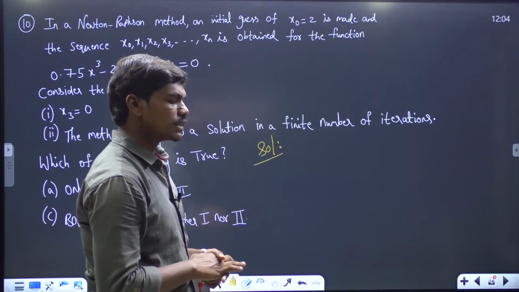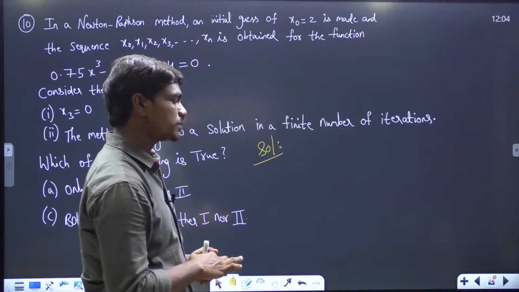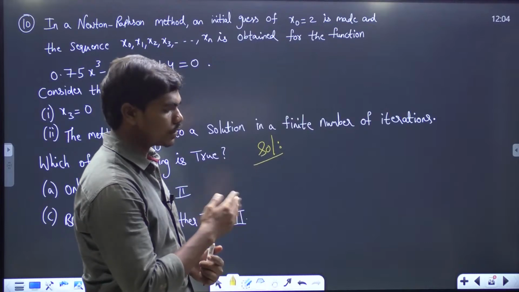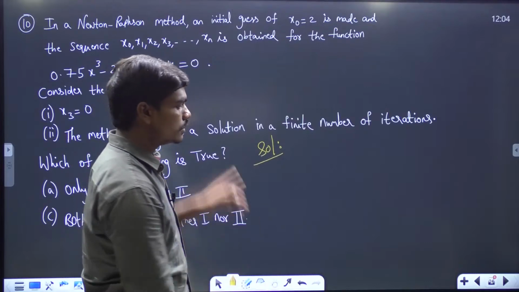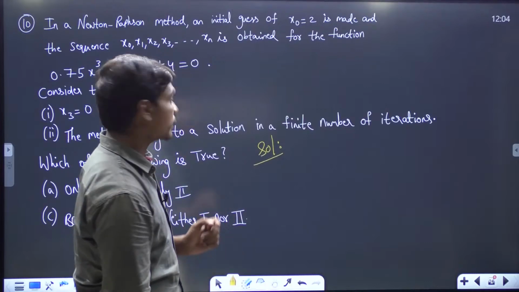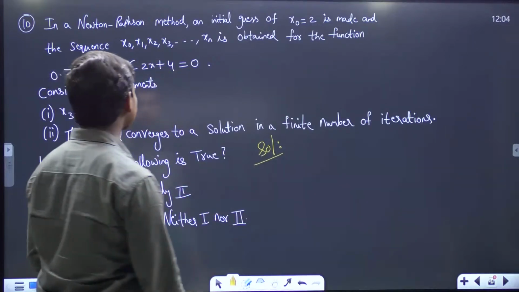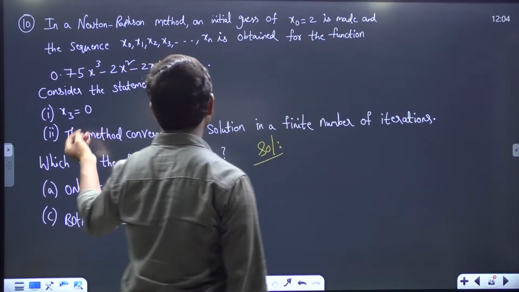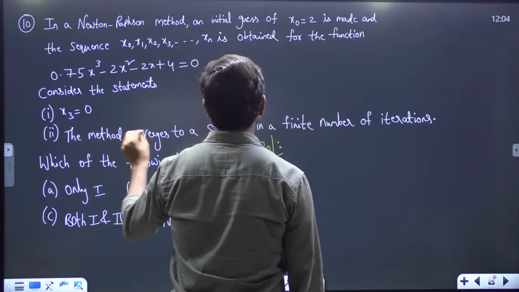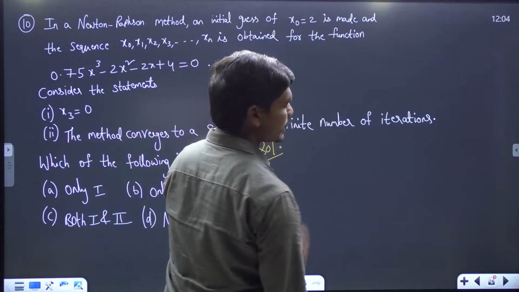So in a Newton-Raphson method, an initial guess of x0 equal to 2 is made and the sequence x0, x1, x2 and so on is obtained for the function 0.75x cube minus 2x square minus 2x plus 4 is equal to 0. Consider the statements. x3 is equal to 0. The method converges to a solution in a finite number of iterations.